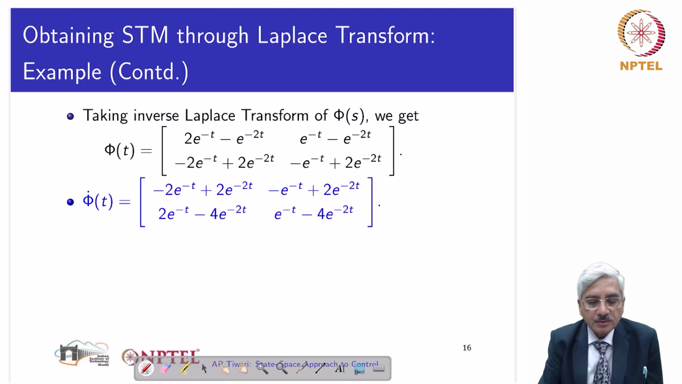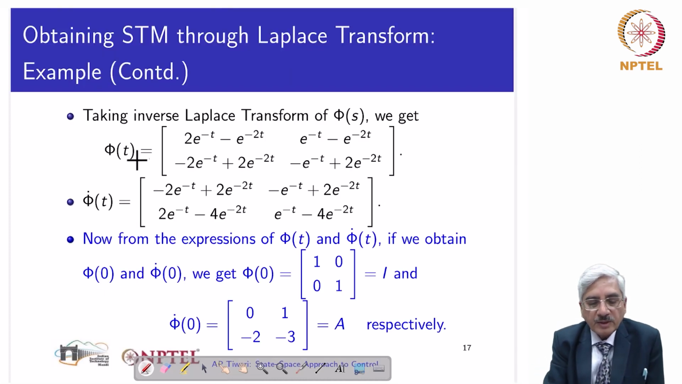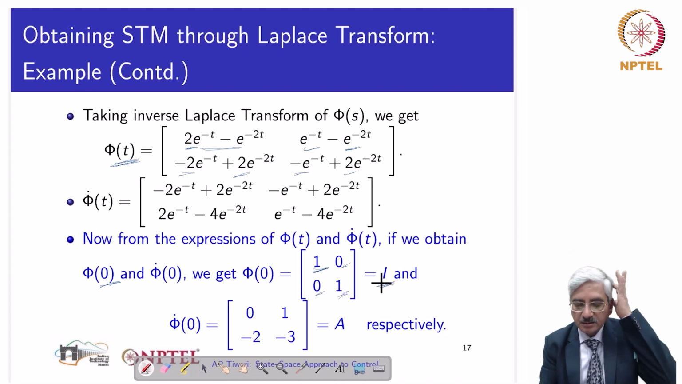Just to build up our confidence that the mathematical manipulations have been done correctly, we also obtain phi dot, which is this, 2e power minus t gives minus 2e power minus t, and so on. And then we evaluate phi 0 and phi dot 0. So when we evaluate by substituting t equal to 0 here to obtain phi 0, we'll see phi 0 is 2 minus 1, which is 1, 1 minus 1, which will be 0, minus 2 plus 2, which will give 0, and minus 1 plus 2, which will give 1. So phi 0 comes as the identity matrix.